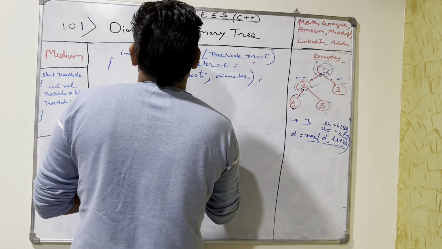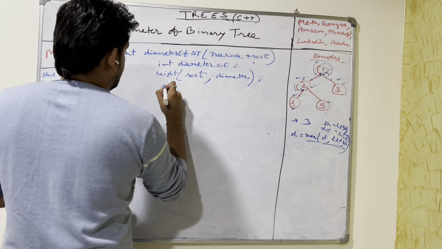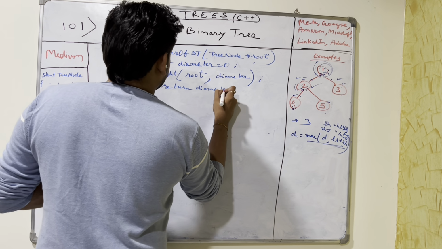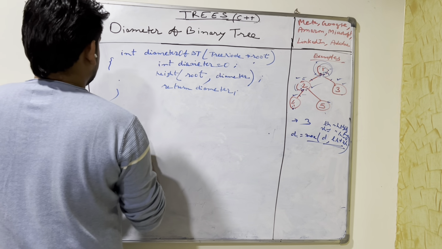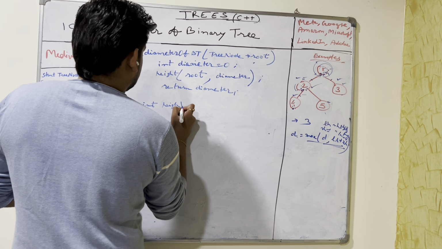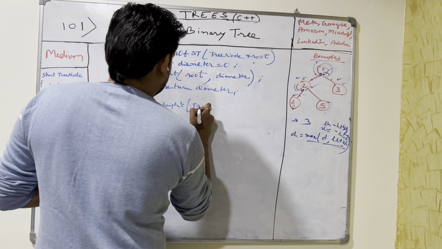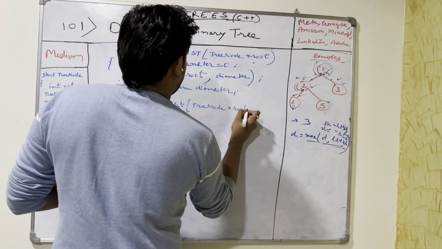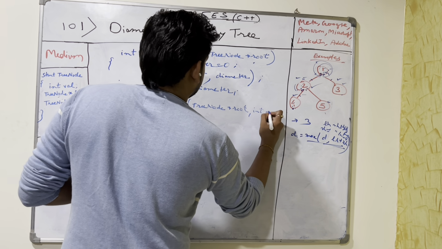Okay, just the height function, and then I will return diameter. Now how will this height function help us find the diameter? Let's see. Now I'll code this height function. Int height, TreeNode star root, and I am passing int diameter.